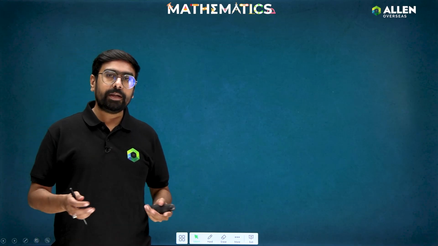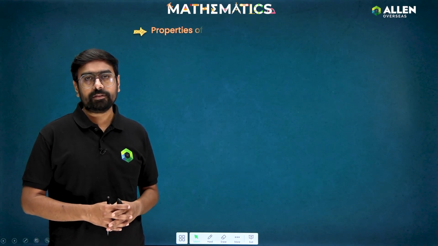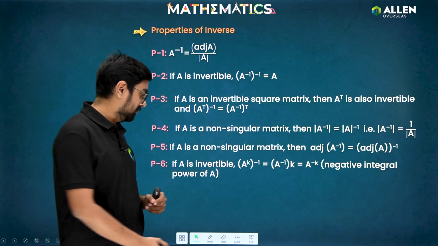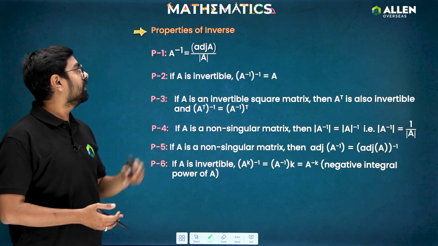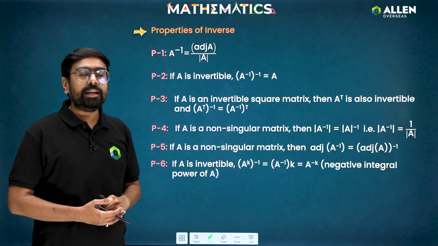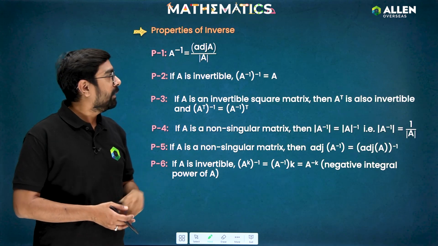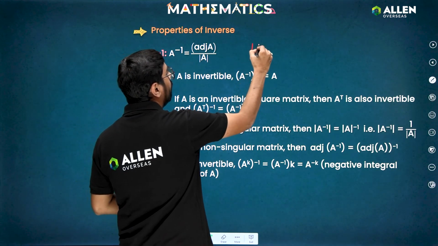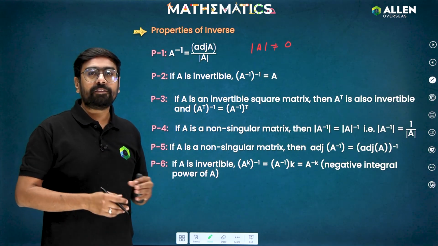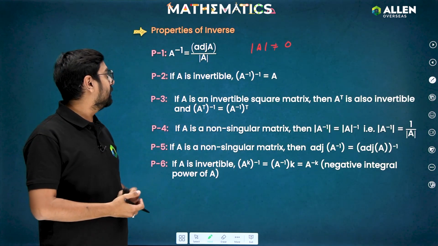Let us look at some properties of the inverse of a matrix which help us to solve questions, and which are really important for solving the questions. The first point, as mentioned, is that A inverse, the inverse of matrix A, is adjoint of A divided by determinant of A. Here determinant of A should not be equal to 0, that's a condition. We have already defined that A is a non-singular matrix.